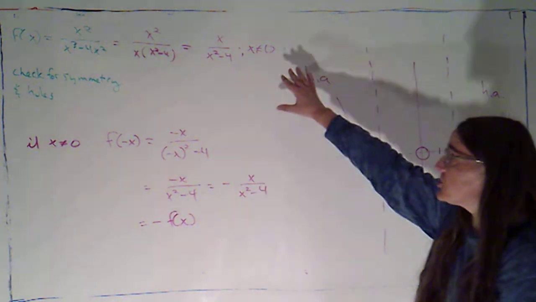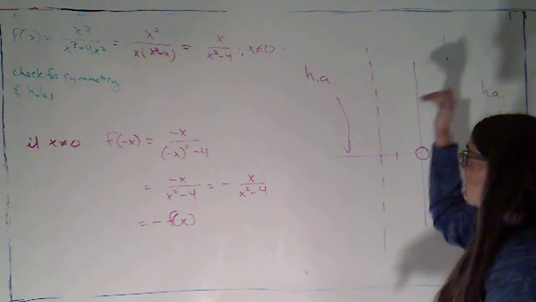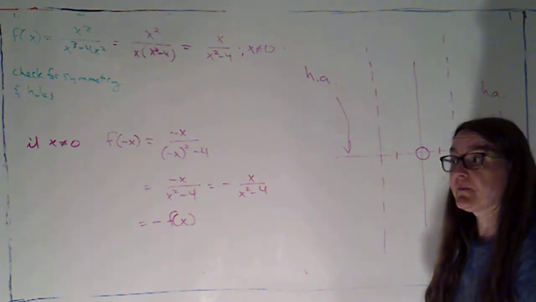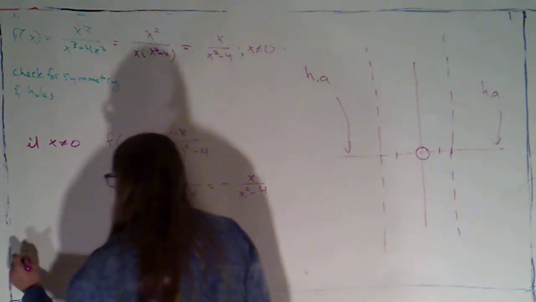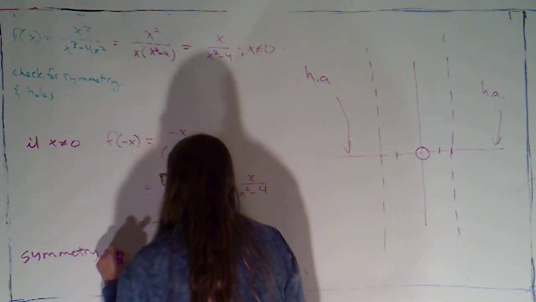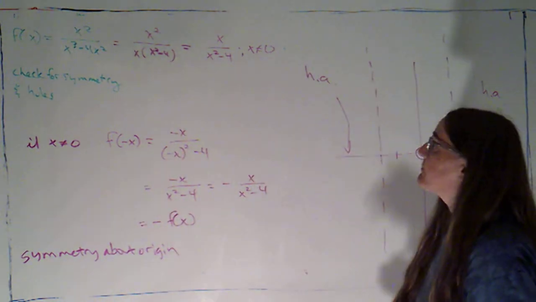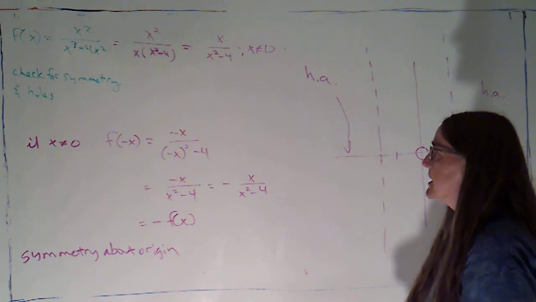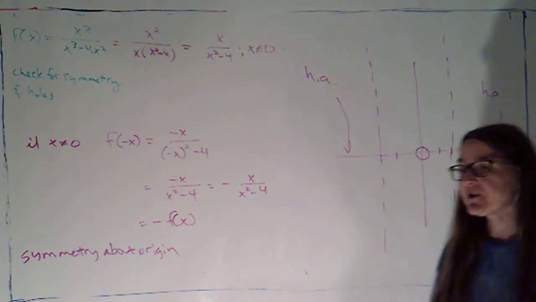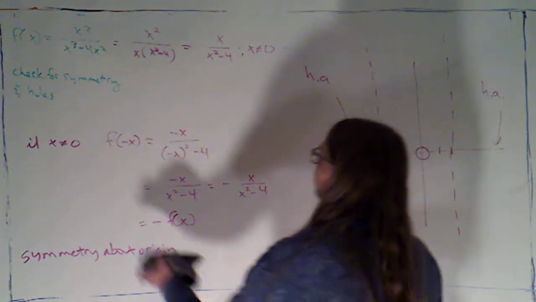So this function is odd. It has rotational symmetry or symmetry about the origin. Opposite inputs are going to give me opposite outputs. Okay. So we will have symmetry about the origin. Okay, excellent. So I think that's everything we can get from f. So let's now take a look at our first derivative.